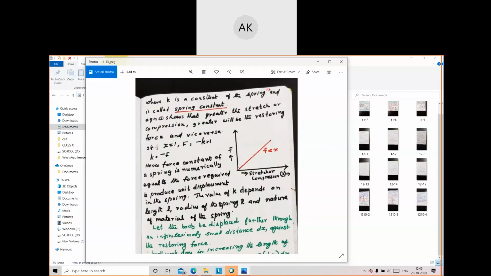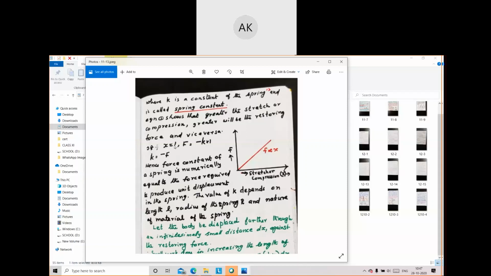So when we plot a graph between the restoring force and this stretch or compression, we get a straight line graph because they are found to be directly proportional. As the stretch increases, restoring force also increases. We get a straight line graph which shows that F is proportional to x. Then, in order to define the spring constant, K is known as the spring constant of the spring. So F equal to minus Kx.